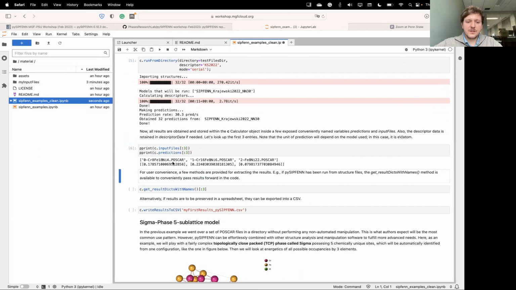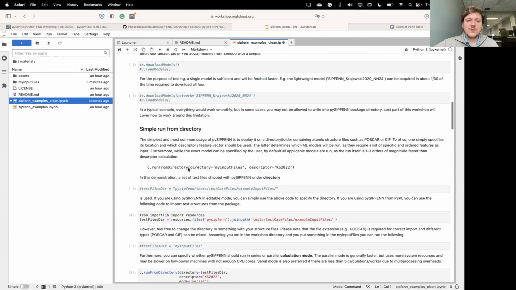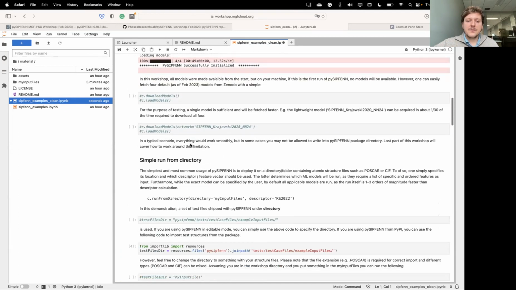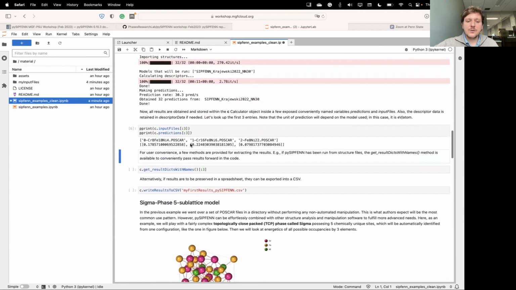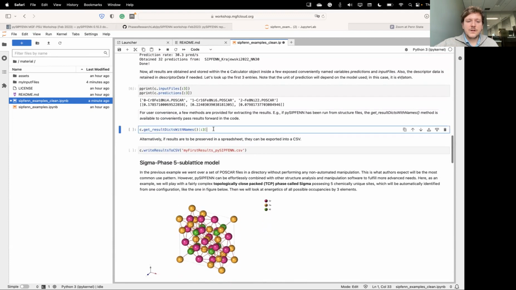If we look at the files that we run, all three of them are sigma phase with 30-atom cells, and the predicted energies are shown on the bottom. If there were more models run, all of them would again be loaded automatically. There would be more variables, ordered in the same order as you saw your models here. And in just a moment, I'm going to show how to output it with the names of the models as well.